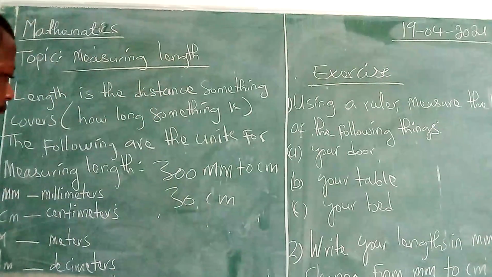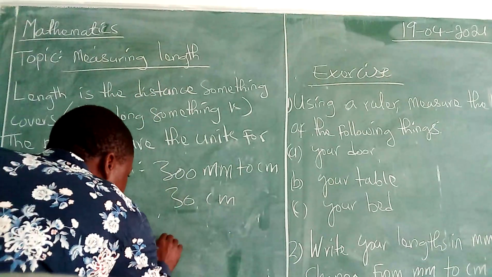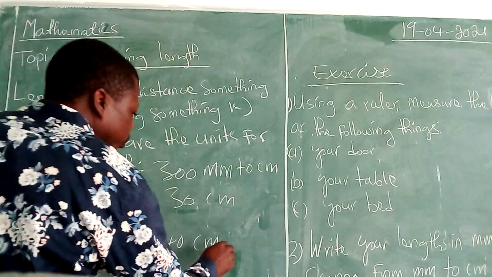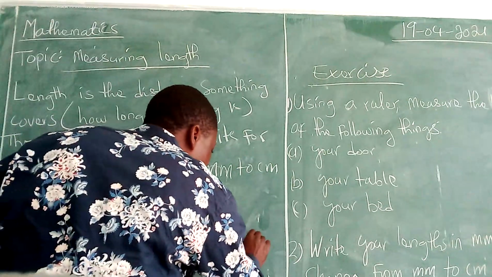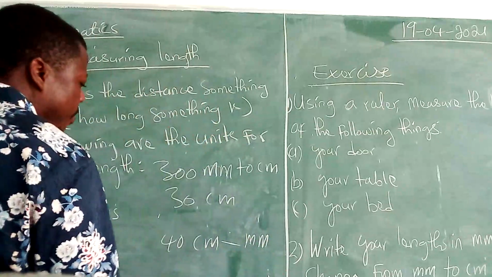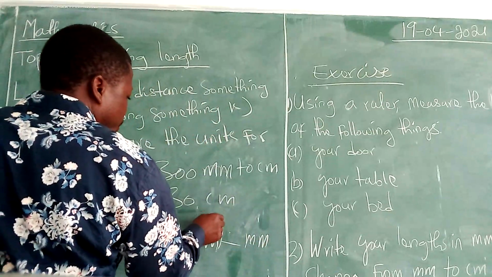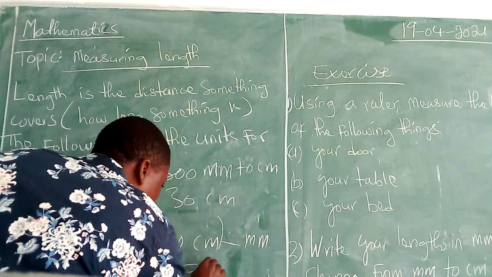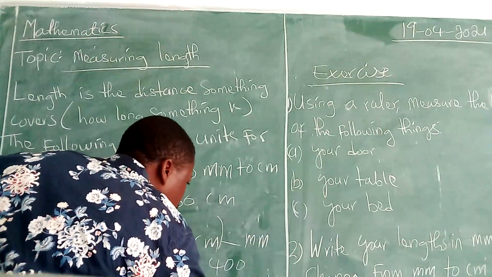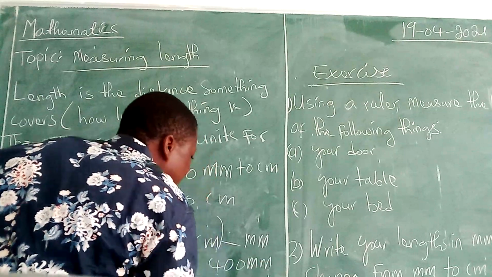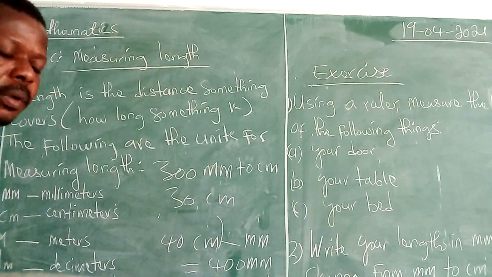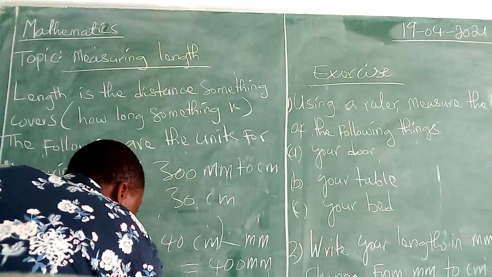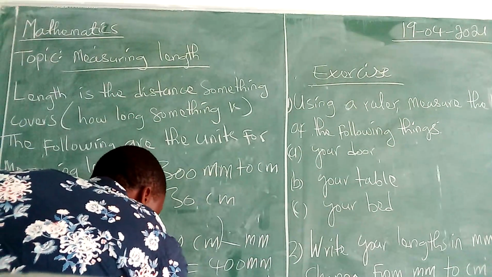Let us take another example. We have 40 centimeters and we want to change it to millimeters. We are going up to millimeters, so we are going to add 0 and it becomes 400 millimeters.